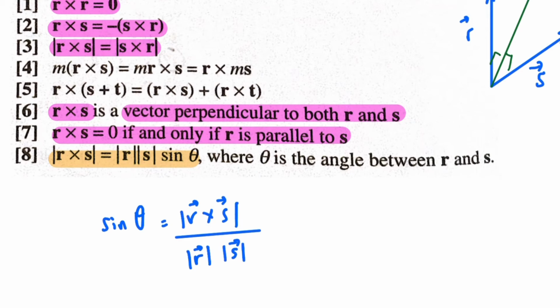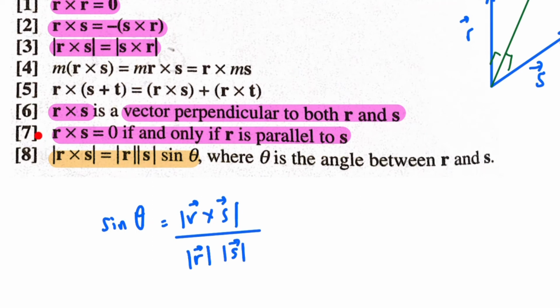So why did we have magnitude here? Because R cross S is a vector. So in order to find the value of your theta, we need to find magnitude so that this will be a number which you can divide and you can do inverse sines. So this is property number 8, where theta is the angle between R and S.